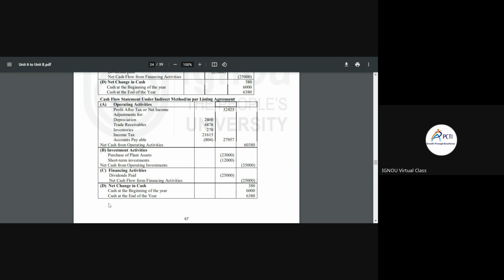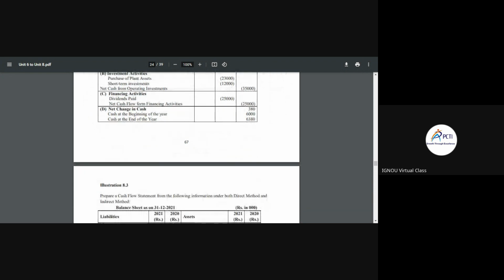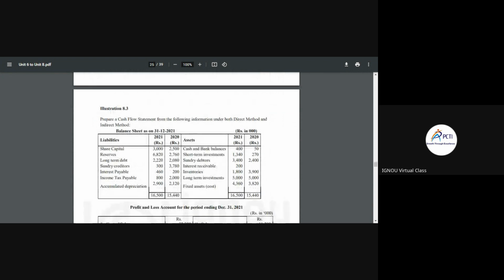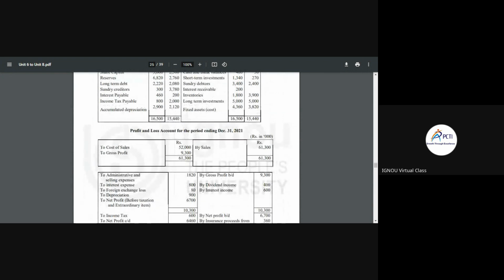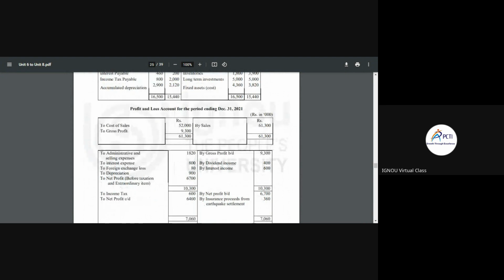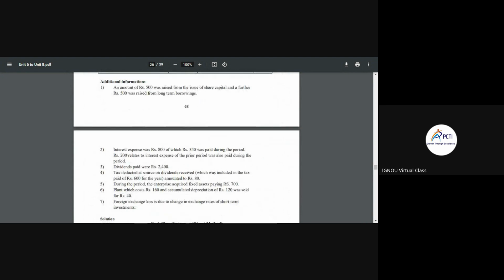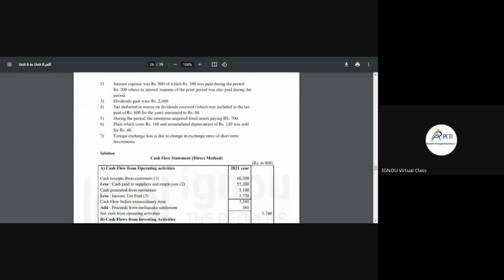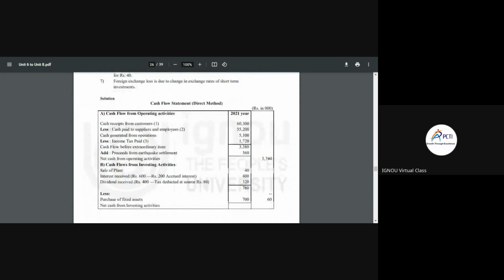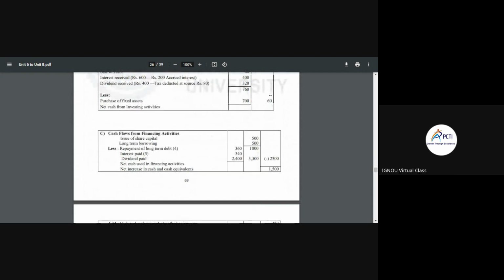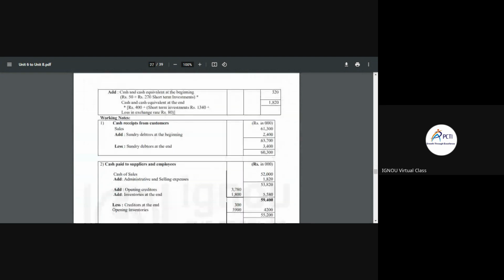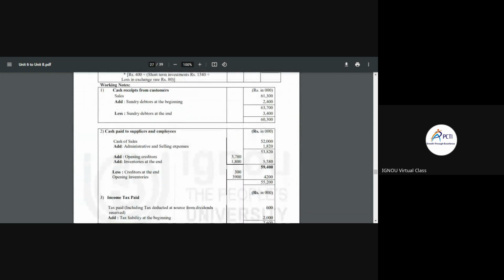So in the end, we have net change in cash, and then we add the amount which we have in the beginning and at the end. So like this, we need to solve the numericals in the exam. In some questions, you will also see additional information. That additional information can also be given, and you need to follow it, relating to the balance sheet and P&L account. Like this, you need to do working notes.